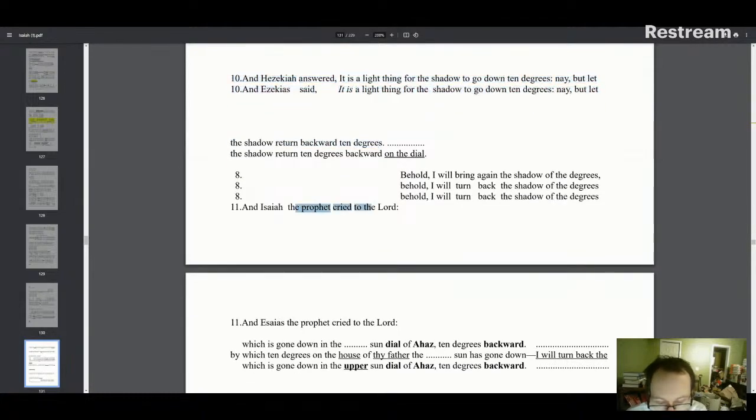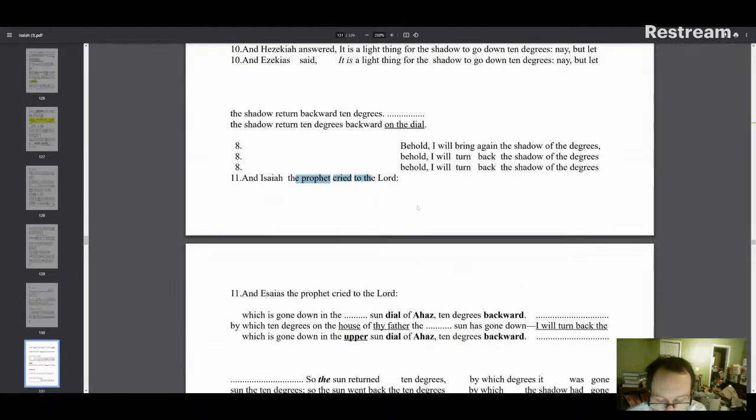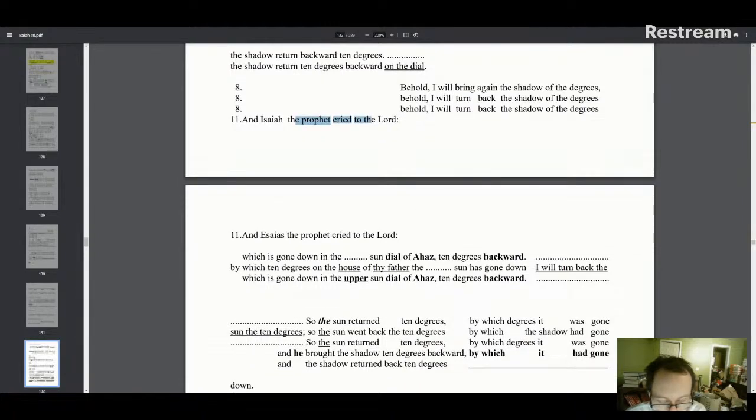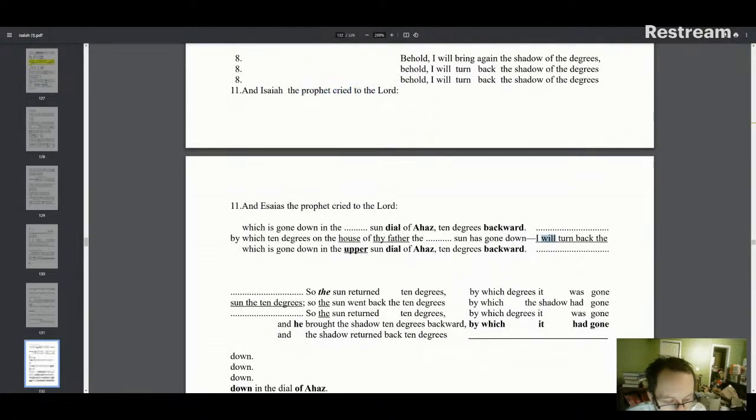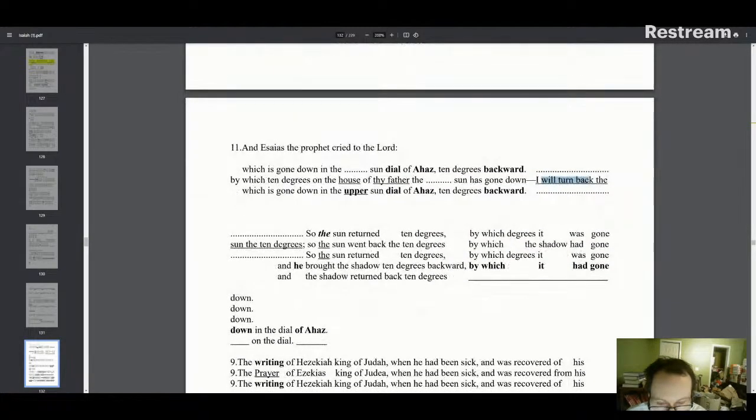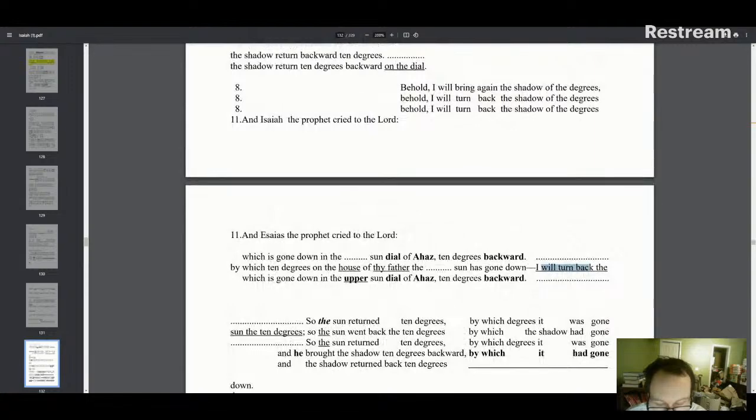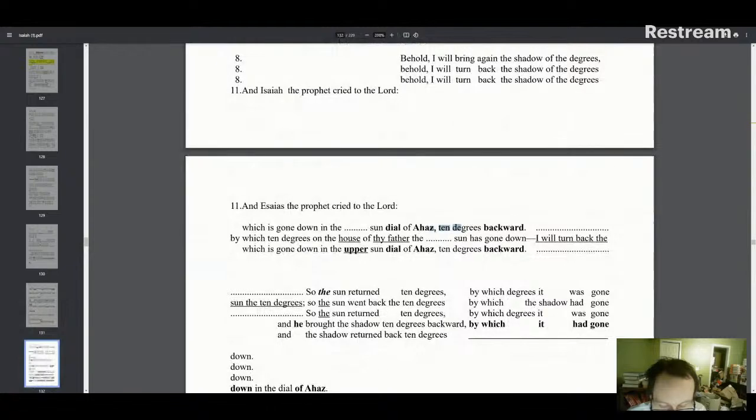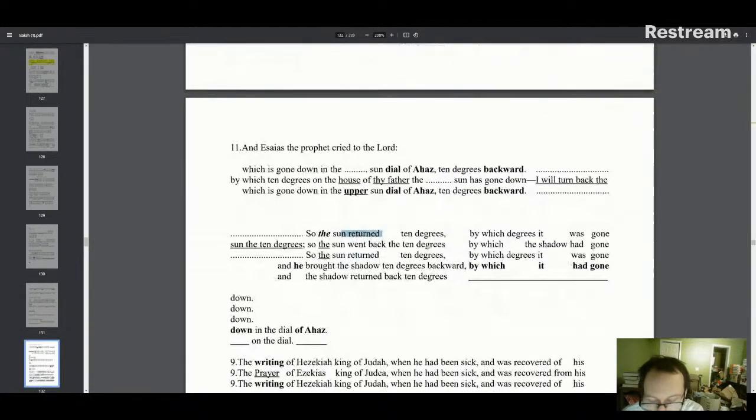Isaiah the prophet cried to the Lord. Let's see here. I will turn back. Wait, hold on. So then Isaiah says, behold, I will bring again the shadow of the degrees, which is gone down in the sundial of Ahaz, 10 degrees backwards. So the sun returned 10 degrees, by which degrees it was gone down.